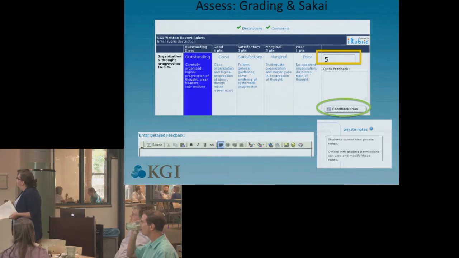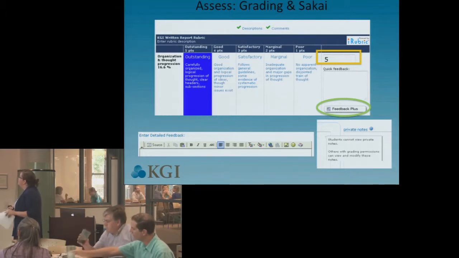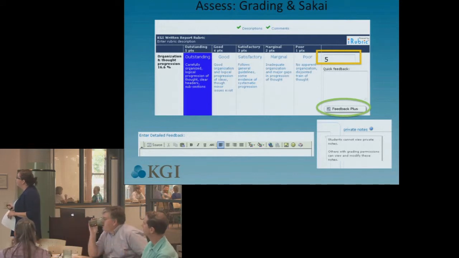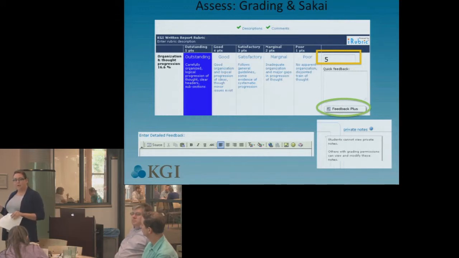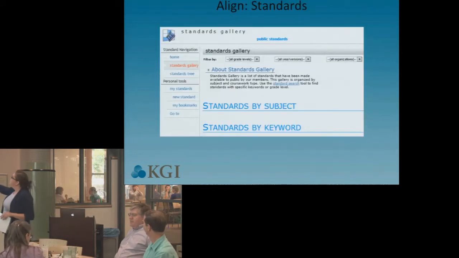And then there's also private notes. Students cannot view the private notes. Other instructors who have grading privileges can go in and look at these and alter these. So if you need to communicate with another instructor, leave them a note. Or if you suspect a student of cheating, you can say, double check this for plagiarism or run it through Turnitin, whatever the case may be. But everything you put there is completely private.